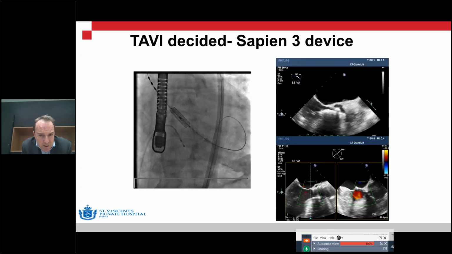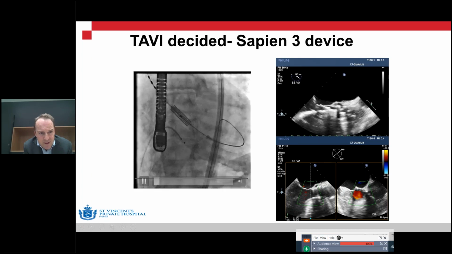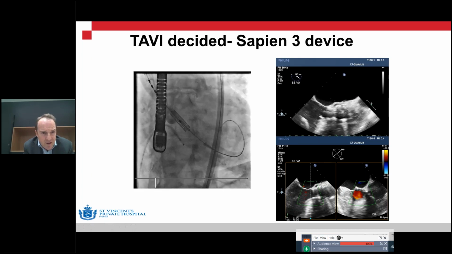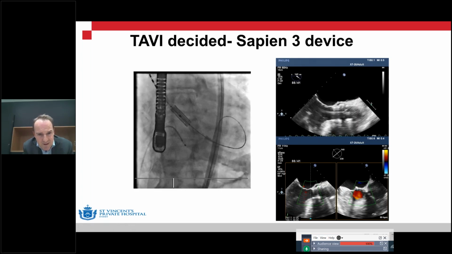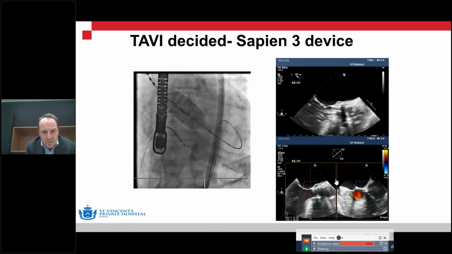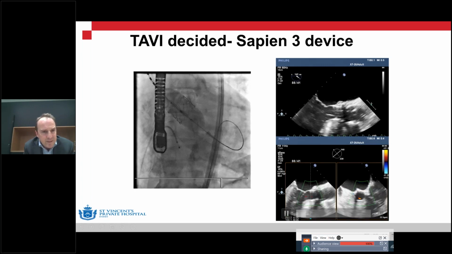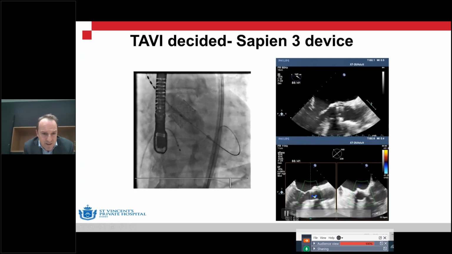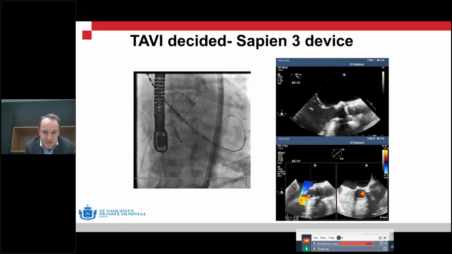This patient's procedure was done with one of these balloon expandable Edwards devices. You can see the procedure here. This is actually what we see rather than the animation. It's done under X-ray guidance. On the right-hand side, you can see the transesophageal echo images, which were taken as we were implanting the valve. And you can see that the actual implantation of the valve happens over a matter of seconds.